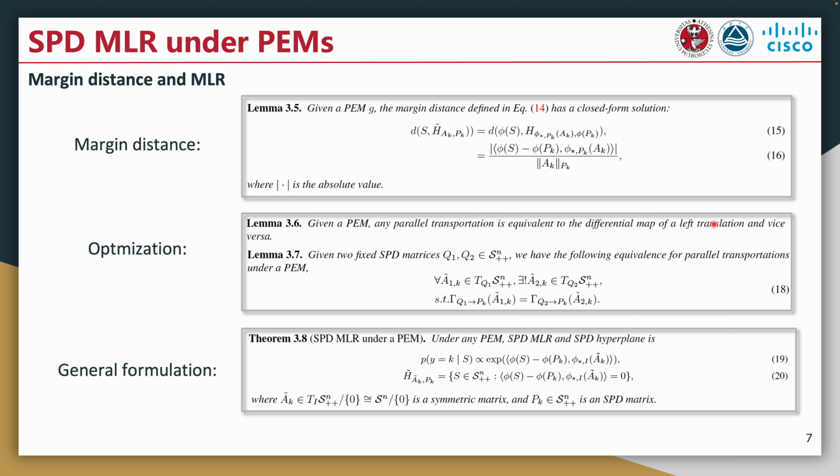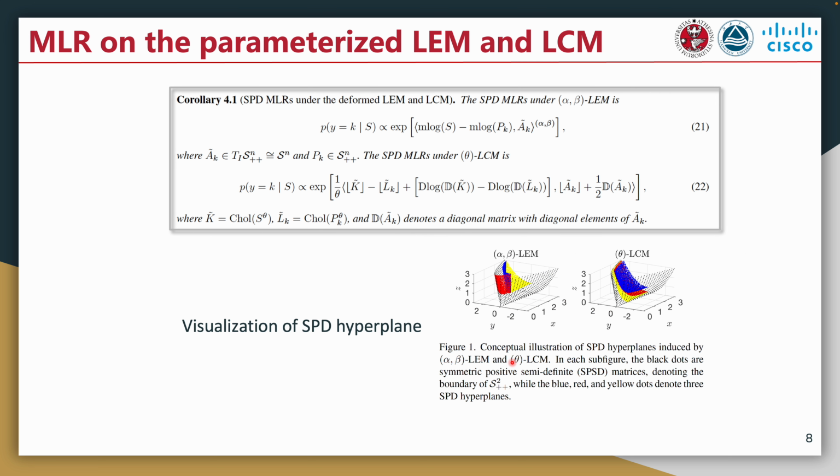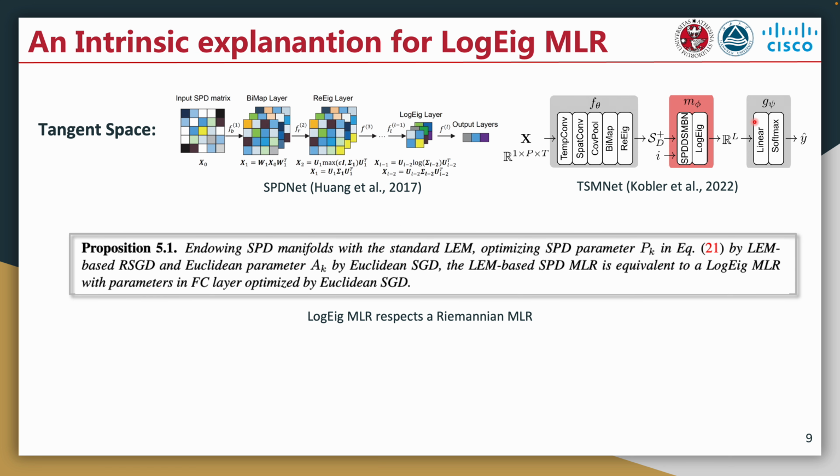Lemma 3.5 shows the solution for the distance to the hyperplane, and we also discuss the optimization. Combining all the results, we get theorem 3.8, which is the MLR under any PM. For a specific MLR, we just need to put the pullback mapping phi into Eq. 19. This is how we get the MLR under LEM and LCM. Figure 1 shows the different kinds of hyperplanes under different metrics.